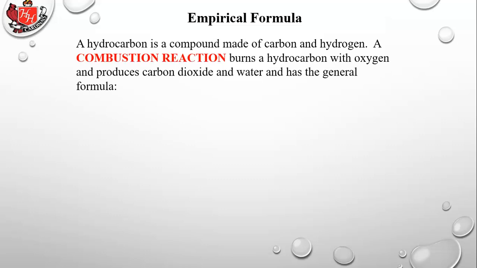So a hydrocarbon is a compound made of carbon and hydrogen. A combustion reaction burns a hydrocarbon with oxygen and produces carbon dioxide and water. And there are many different types of hydrocarbons that you can use in this type of reaction. It has the general formula CxHy, where the x and the y represent some subscripts, and that's what we're trying to learn in this particular experiment: how to determine what those subscripts x and y are, and therefore we would be able to identify what hydrocarbon that is.